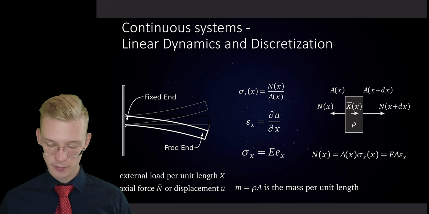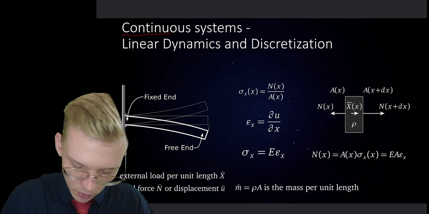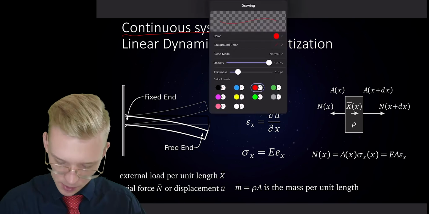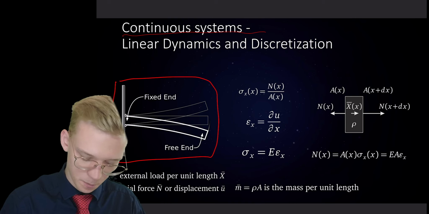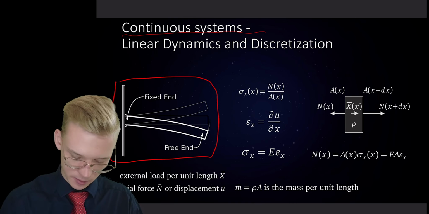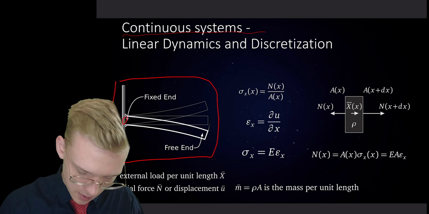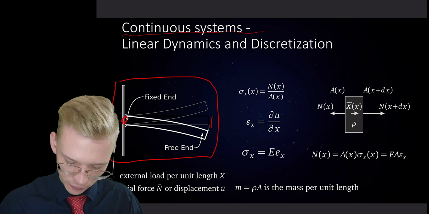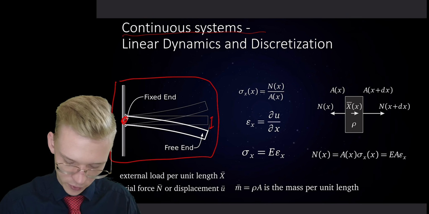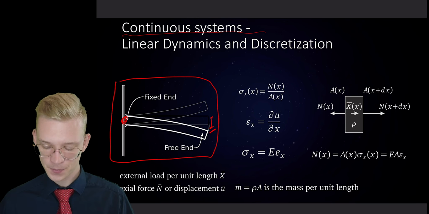eigenfrequencies and eigenmodes. So again, we said we're talking about continuous systems. Let me make it a bit bigger. We will especially talk about a beam. In this case, we propose a beam fixed at one end and free on the other side. So it's clamped and free. That's why we call it clamped free.